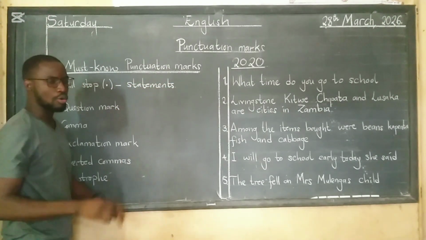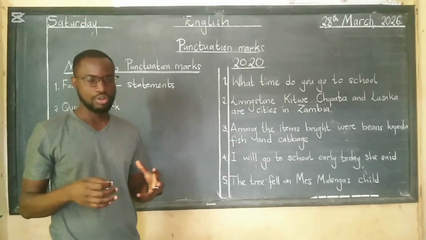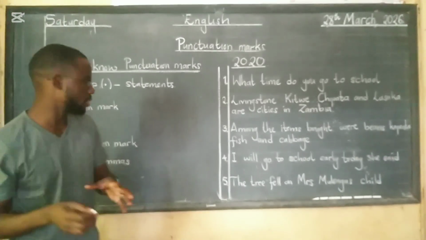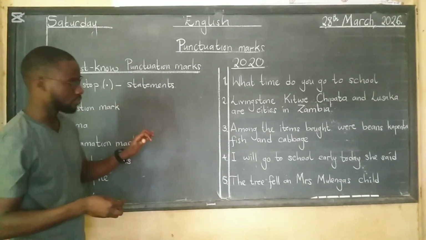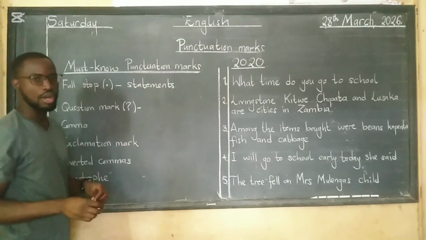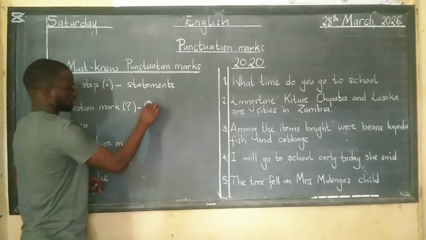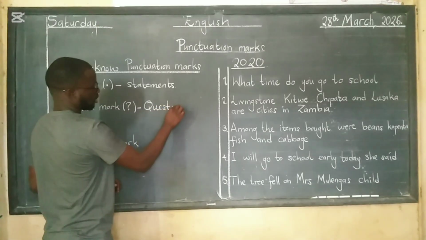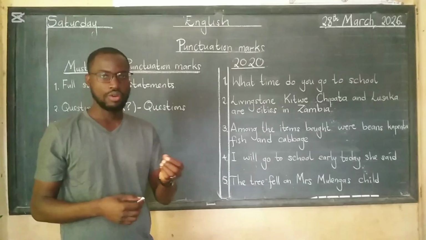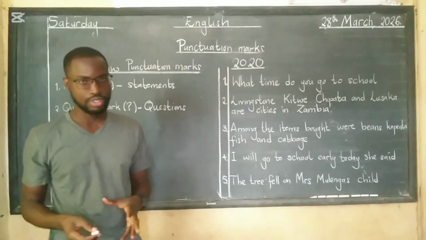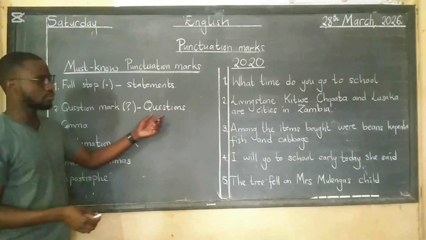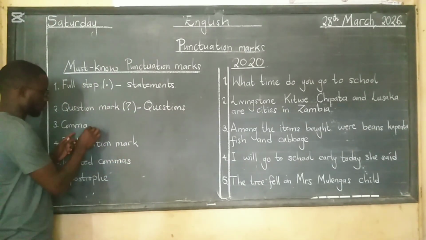Statements are complete sentences that don't need a response. For example, you are late. That's a statement. Then the question mark is the opposite of this. The question mark looks like this. And the question mark works with questions. Questions are sentences that require you to give a response, unless we are talking about a rhetorical question, which in this case is not really that important to you. So question marks are used for questions.